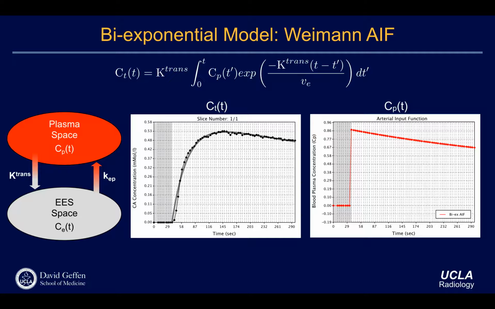So you assume CP, you measure CT, and then using this equation, you're trying to find the K-trans and Ve that fit the best, right? Then this is the value, okay? So K-trans is 1.3 and KP is 1.9, right?